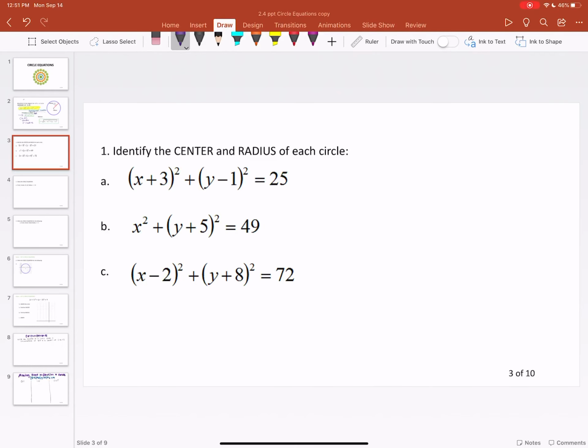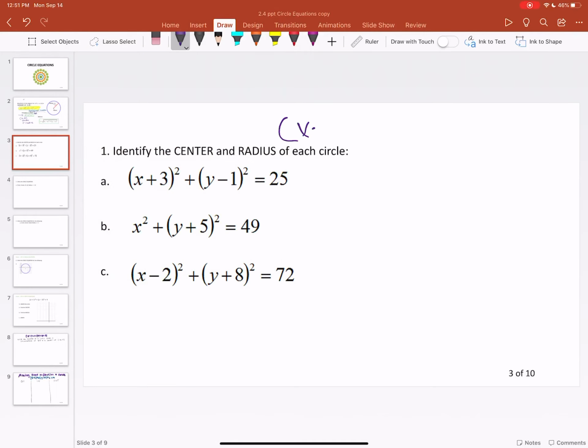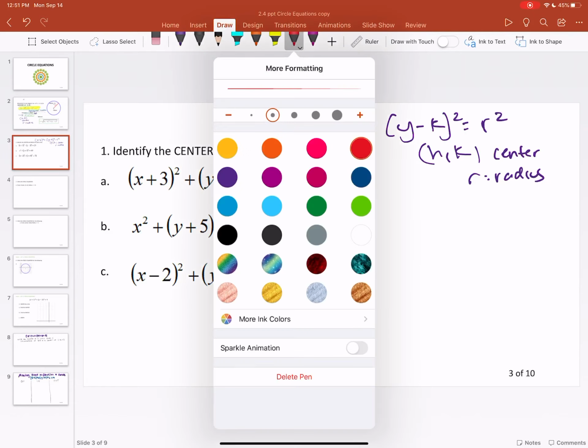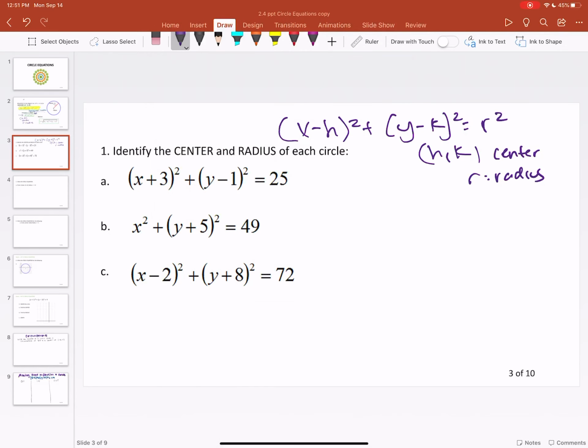So just to remember, (x minus h) squared plus (y minus k) squared equals r squared, where h and k are the center and r is the radius. So the big thing to remember is we have these negatives already built into the equation. So if you see a positive, that would suggest that your h value was negative because a negative and a negative make a positive.